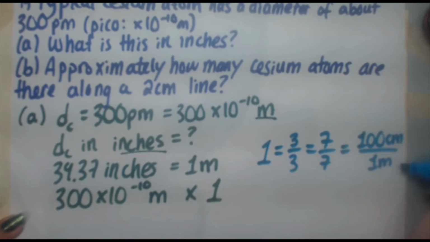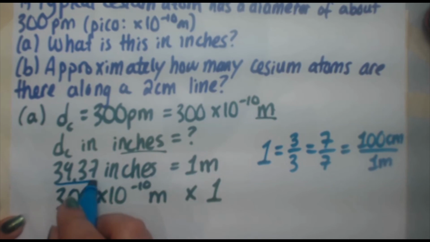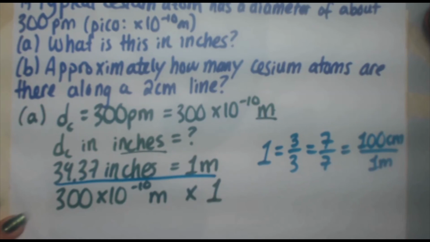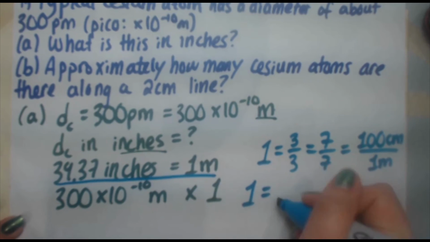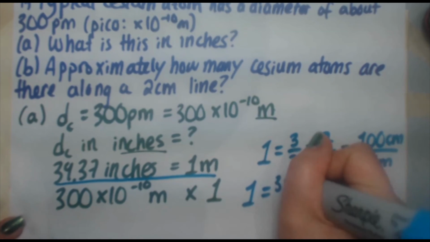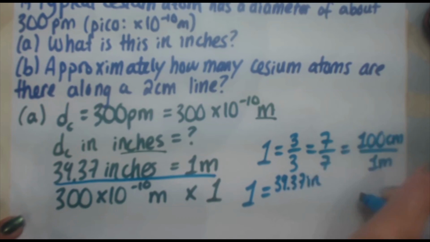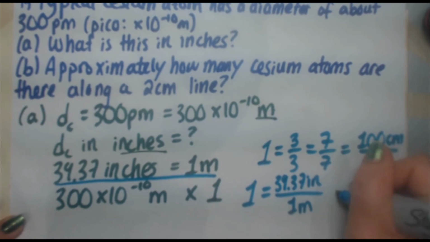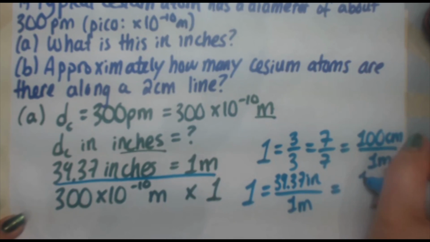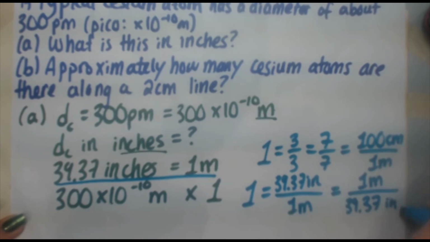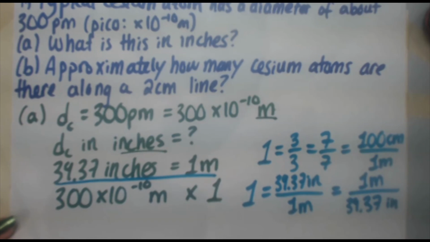Okay, in this case, we're actually told 39.37 inches is equal to a meter. So this is how we can rewrite 1. 1 can be rewritten as 39.37 inches over 1 meter, and it can also be rewritten as 1 meter over 39.37 inches. So we're going to be using one of these two for our problem here. The question is, which one do you use? Before we get to that, let's write down the next step.